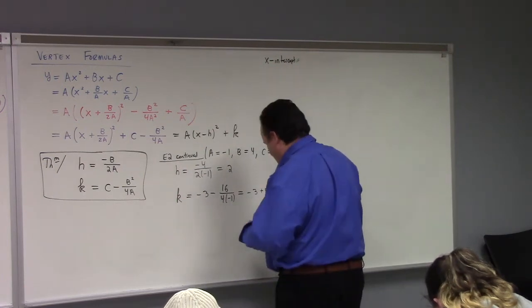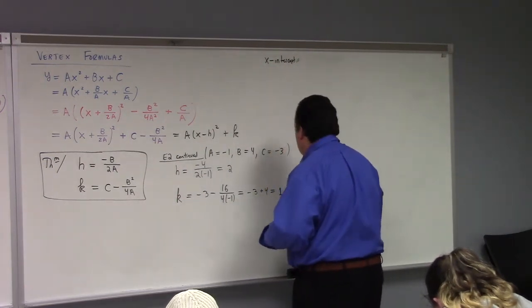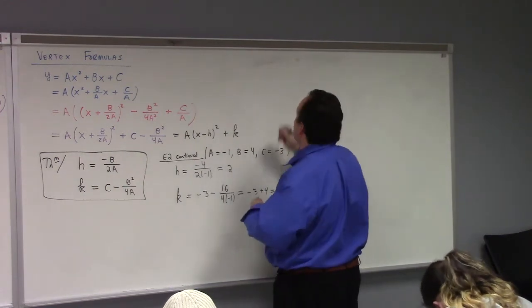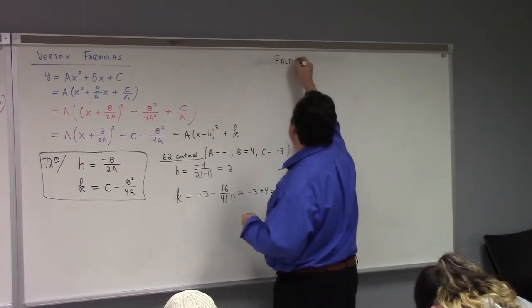Let's not say x-intercept form. Nobody calls it that. I think you'd usually call it the factored form. All right, factored form. What would that look like?